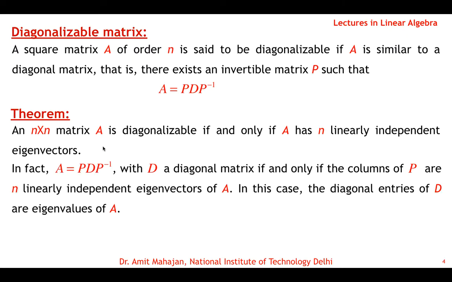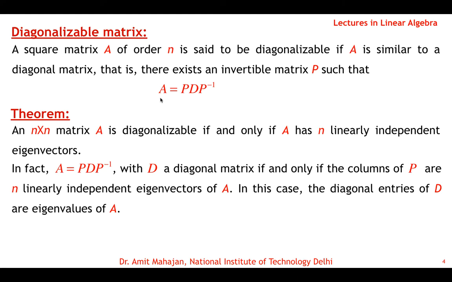Now equivalently, this also says that we can write A as PDP inverse with D a diagonal matrix if and only if the columns of P matrix are n linearly independent eigenvectors of A, and in this case the diagonal entries of D are eigenvalues of A. So this clearly says that if a matrix is diagonalizable, that means A is similar to a diagonal matrix.